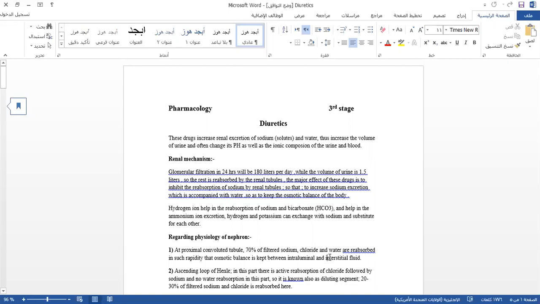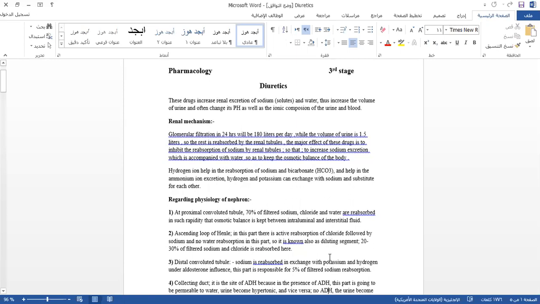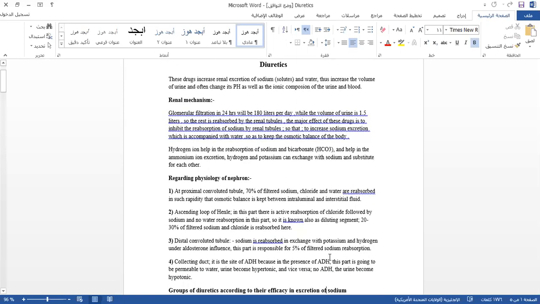Another point: hydrogen and potassium can exchange with sodium and substitute for each other. This is an important point regarding the physiology of the nephrons and renal tubules regarding reabsorption of sodium. That means the hydrogen ion is important for reabsorption of sodium and bicarbonate. The presence of hydrogen will help in absorption of sodium and bicarbonate, and this also helps in ammonium ion excretion.